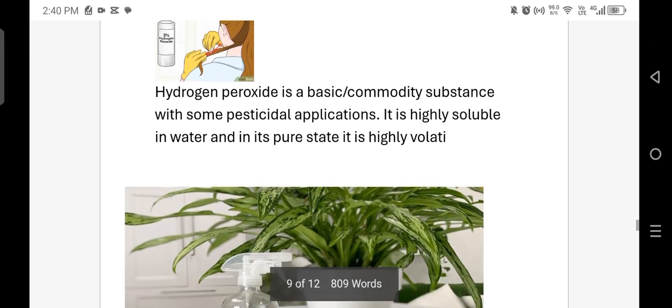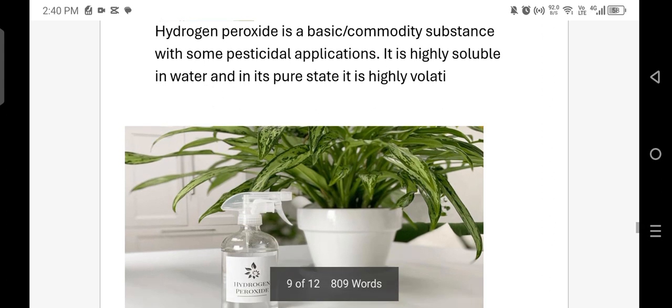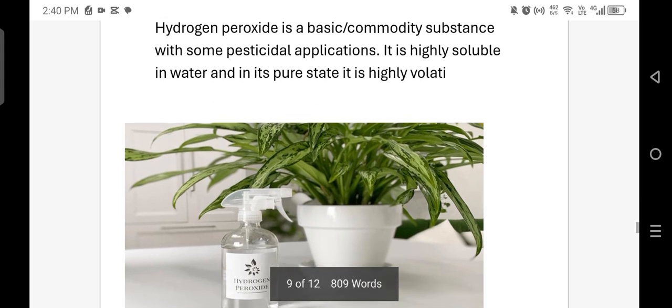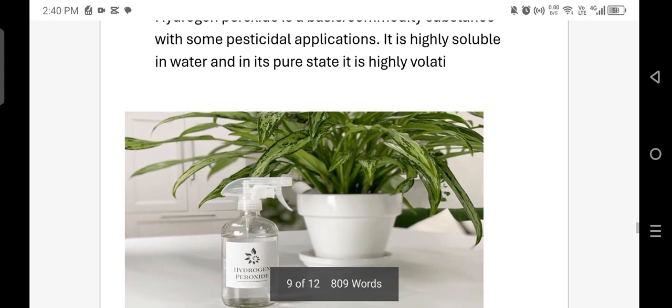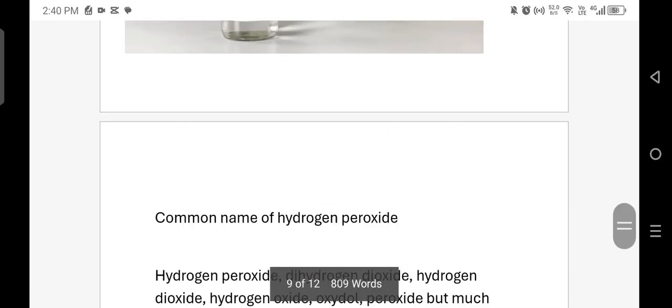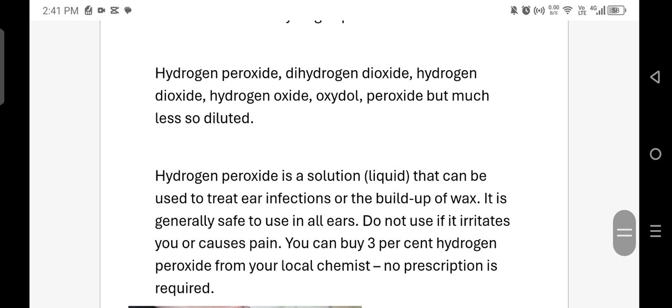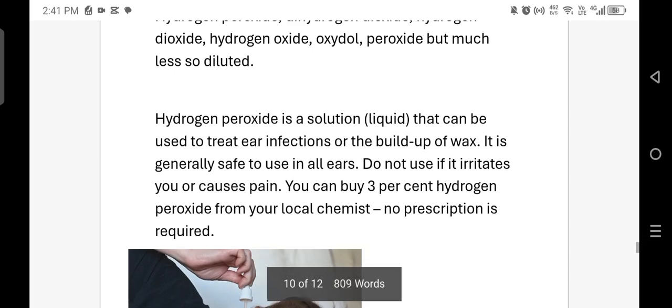Hydrogen peroxide is a basic commodity substance with some pesticidal applications. It is highly soluble in water and in its pure state it is highly volatile. Common names of hydrogen peroxide: dihydrogen dioxide, hydrogen dioxide, hydrogen oxide, oxidol, peroxide.